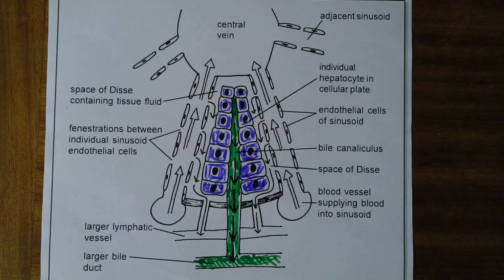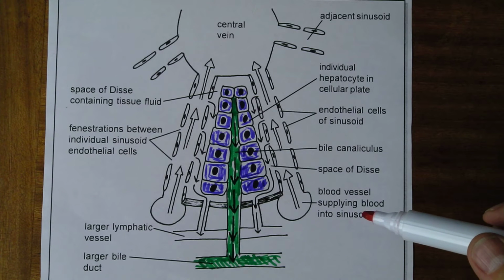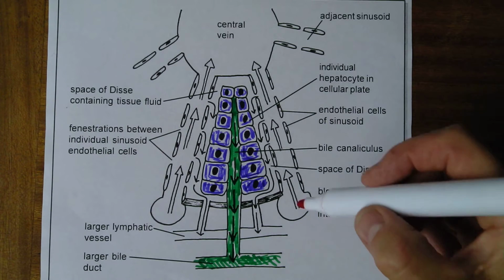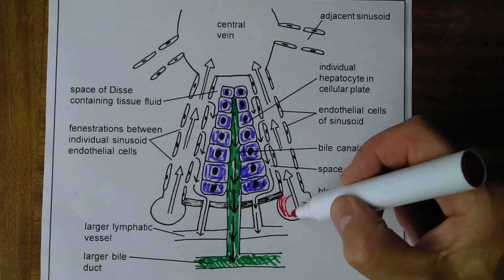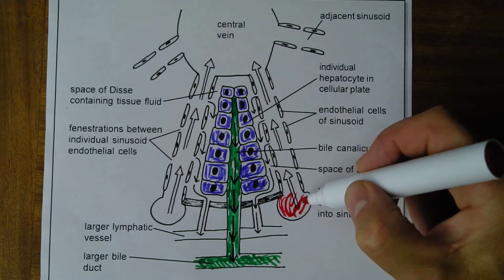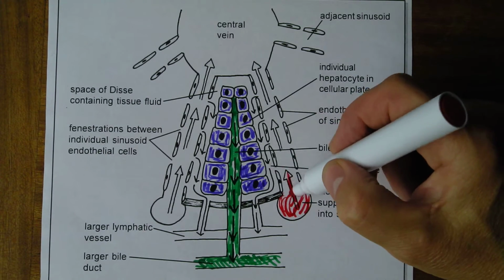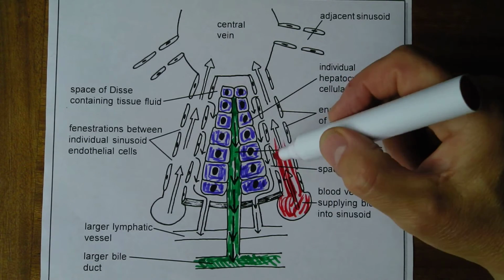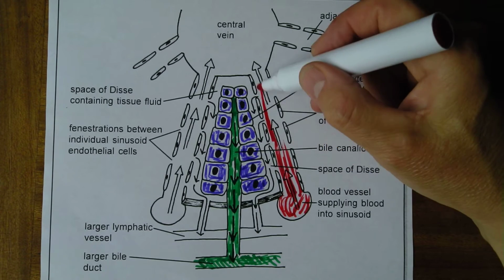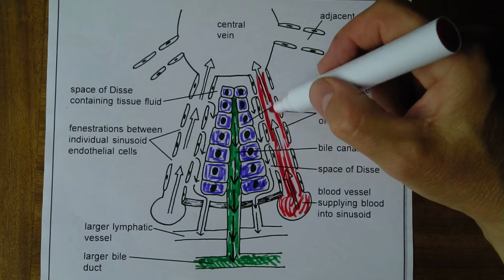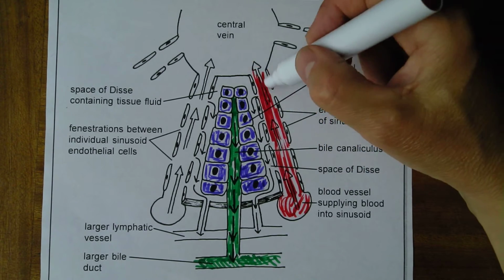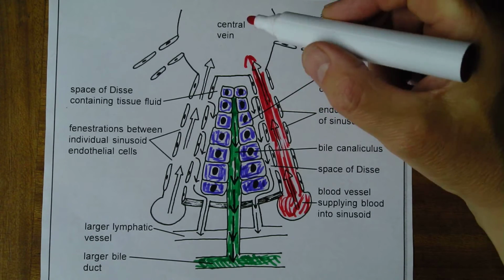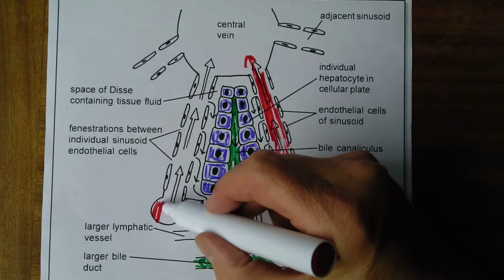Now, the blood supply to the liver is via the hepatic artery and the hepatic portal vein. But here I've just drawn one supplying blood vessel. Here we have a blood vessel. It doesn't matter too much which one it is. It's supplying blood into this vessel here, the liver capillary, which is a sinusoid. So that's the blood going in there, and the blood is going towards the centre from the periphery.